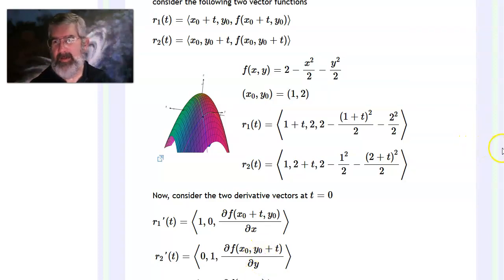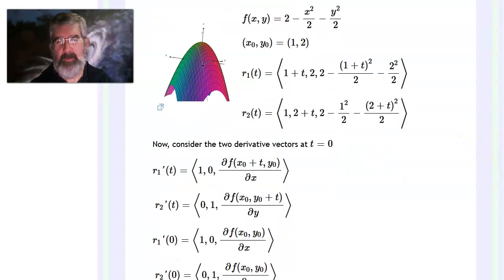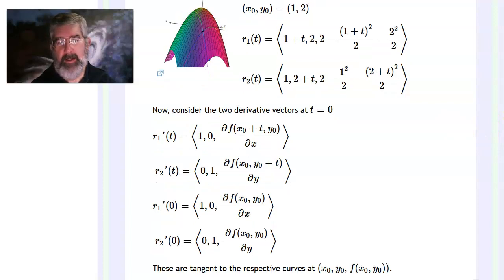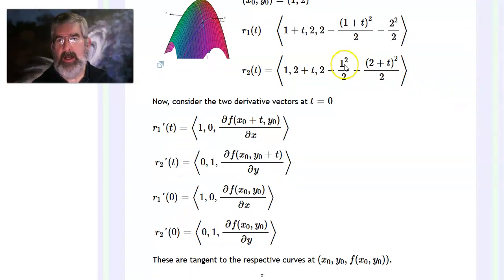Right? So this is the partial with respect to y. And notice if you plug in t equals 0, that the derivative at t equals 0 is, you plug a 0 in for t here and a 0 in for t here, you're just evaluating the partial derivative either with respect to x or with respect to y at the point x0, y0. So these are tangent vectors to those curves that we just saw. And so let's do that now with our example.